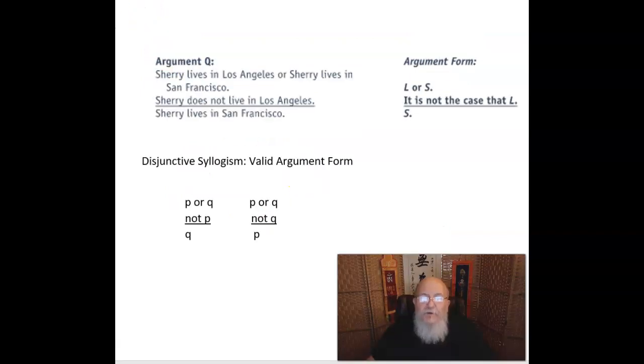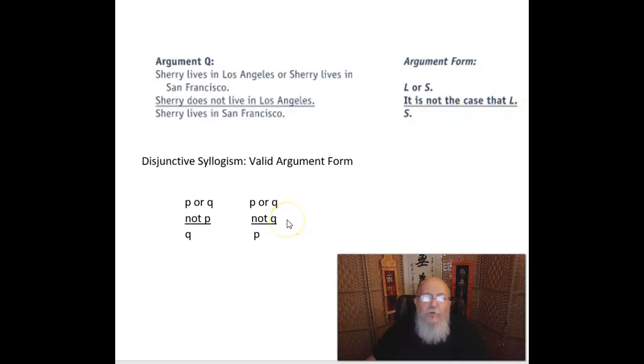And next, Professor Baronet asks us to consider argument Q. Sherry lives in Los Angeles or Sherry lives in San Francisco. Sherry does not live in Los Angeles, therefore Sherry lives in San Francisco, which he translates into argument form as L or S. It's not the case that L, therefore S. Now this can come in two forms. You could say L or S, it's not the case that L, therefore S, or you could say L or S, it's not the case that S, therefore L.